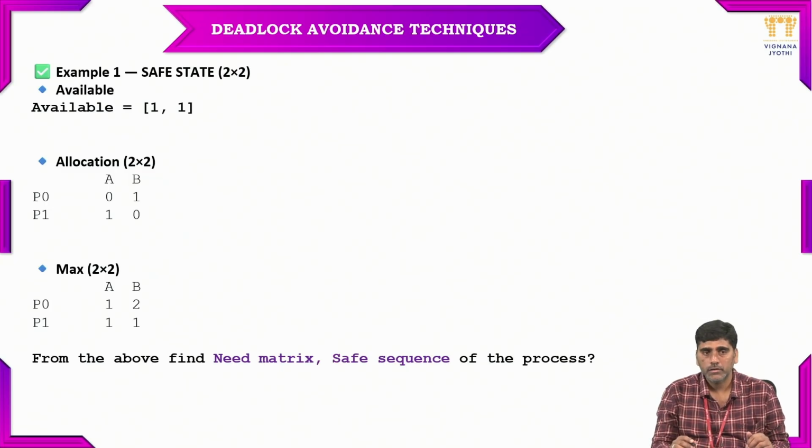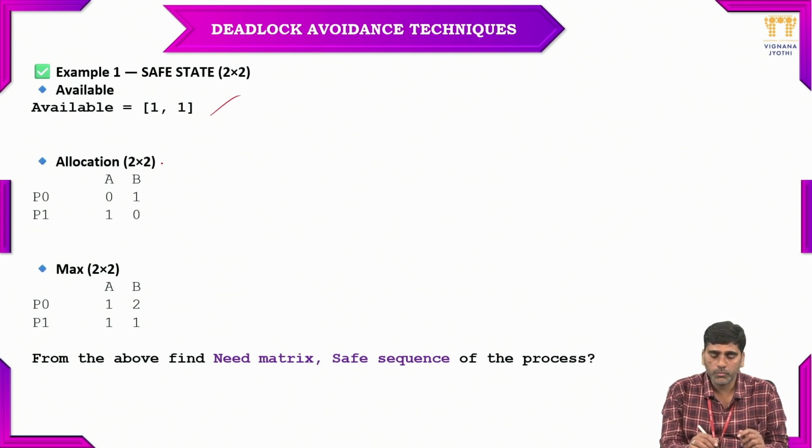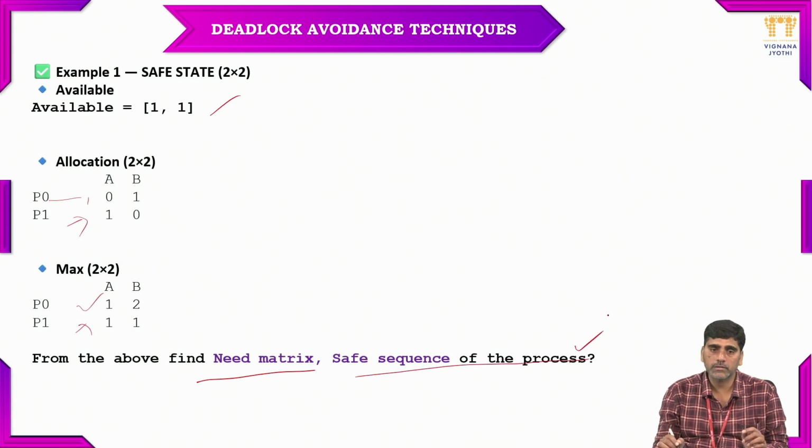So we'll take an example. The available resources are 1, 1, and the allocation matrix is a 2 by 2 matrix. For P0 the allocated resource instances are 0 and 1. For P1 they are 1, 0. And the maximum resources that can be utilized by P0 is 1, 2, and for P1 it is 1, 1. From this, we have to find the need matrix and the safe sequence of the processes.